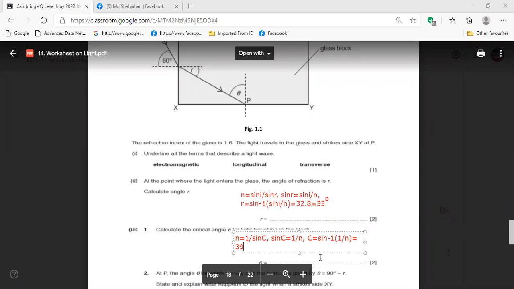Okay, very easy. 39 degree. I am writing so that those who can't do it can see the recording and get the answer, right?